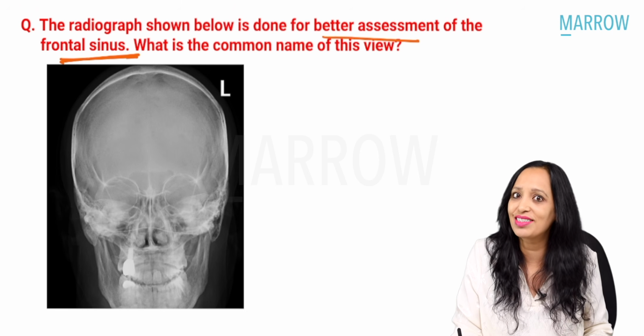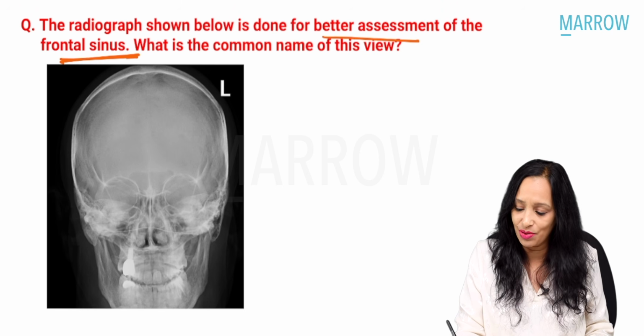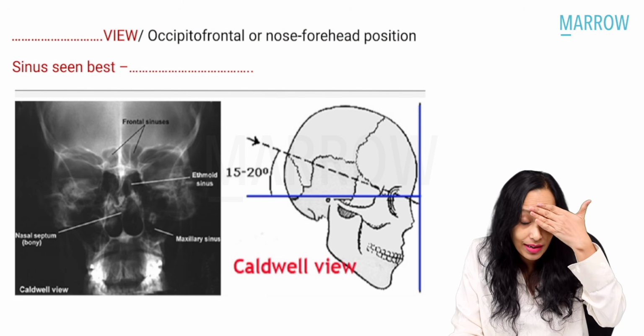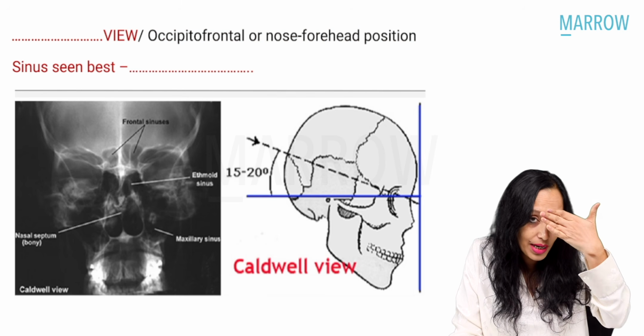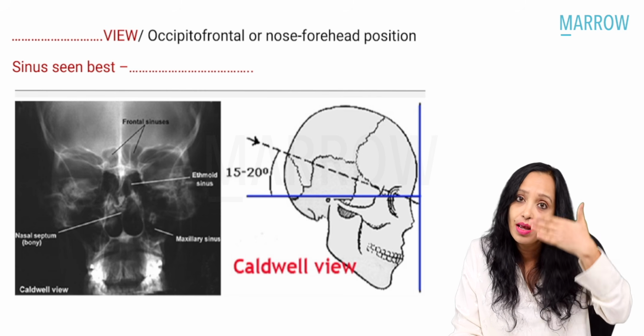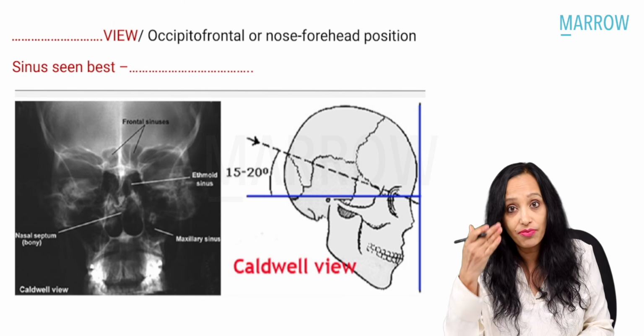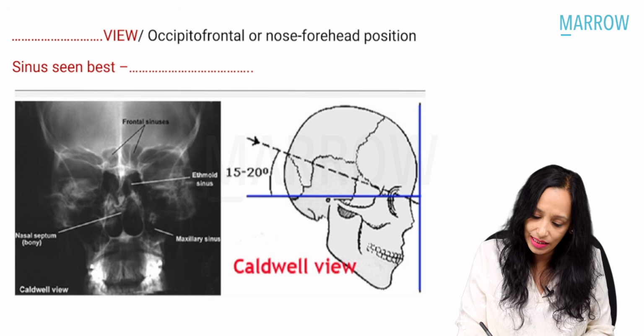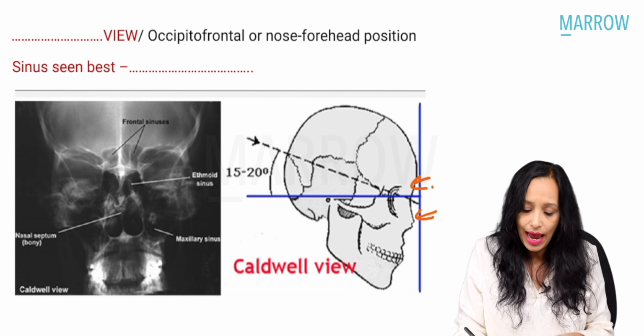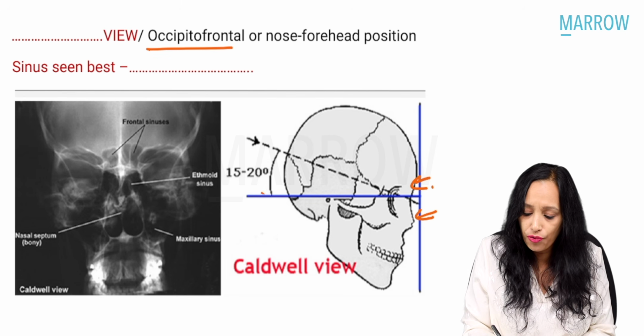So for frontal sinus, the view that we get done is the one where the frontal bone and the nose directly face the frame, the X-ray film. Yes, so the frontal sinuses appear very prominent there. This is known as the nose and the forehead position, and this is the occipito-frontal position.